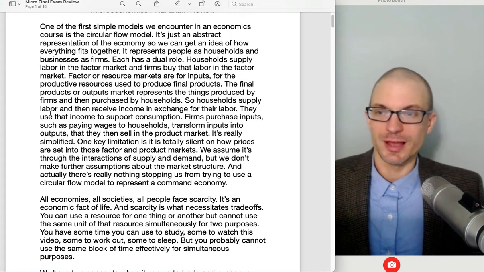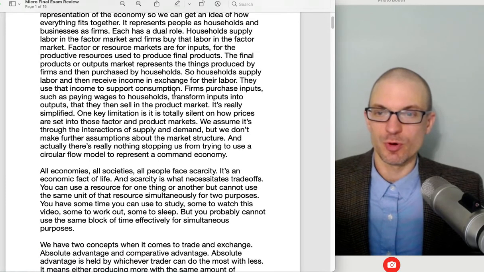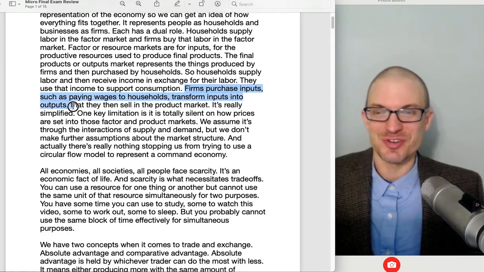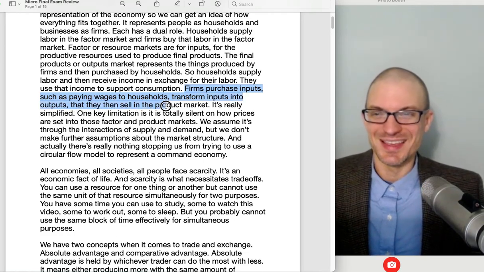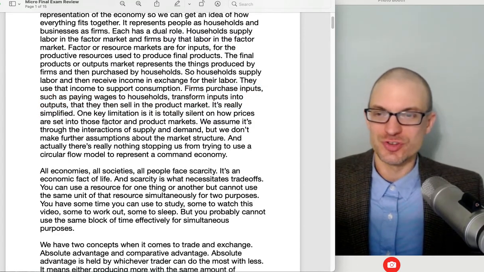So households supply labor, then receive income in exchange for their labor. They use that income to support consumption. Firms purchase inputs, such as paying wages to households. They transform the inputs into whatever is the useful output, and then they sell that in the product market. And so it's a really simplified version of the economy.